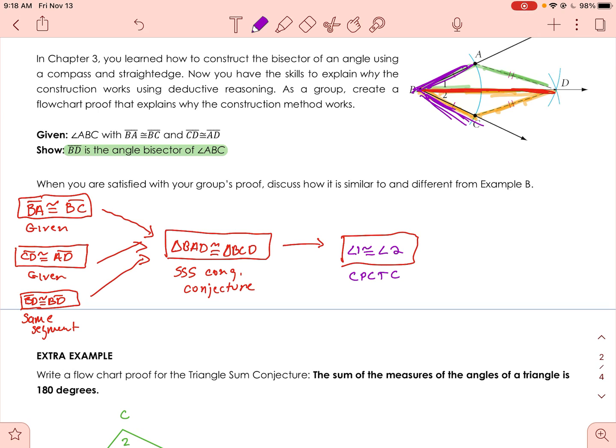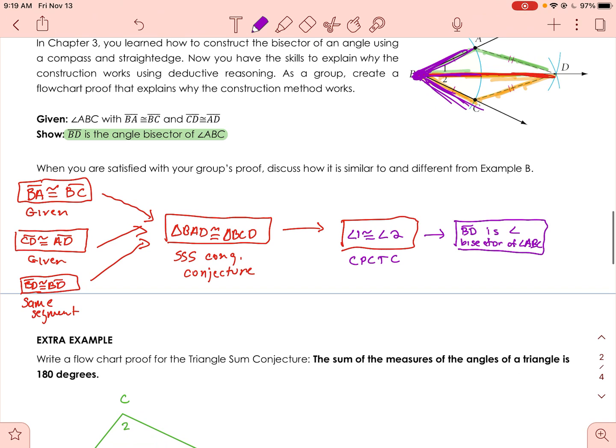Now that we know that angle 1 is congruent to angle 2, what we can then say is BD is the angle bisector of angle ABC, because it cuts that angle, and since we know 1 is congruent to 2, that is the definition of an angle bisector.